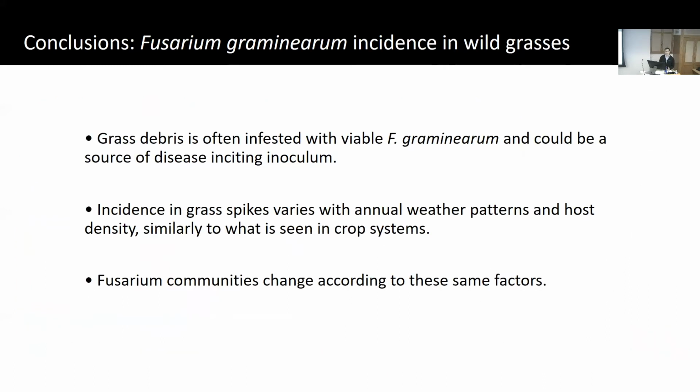To wrap up that section, grass debris is a likely source of disease-inciting inoculum and could increase the risk of epidemics in nearby crops. Incidence in grass spikes varies with annual weather patterns and host density in a manner consistent with what we know about crop hosts. And there was an unexpected finding where we saw this change in Fusarium species communities associated with those same factors.